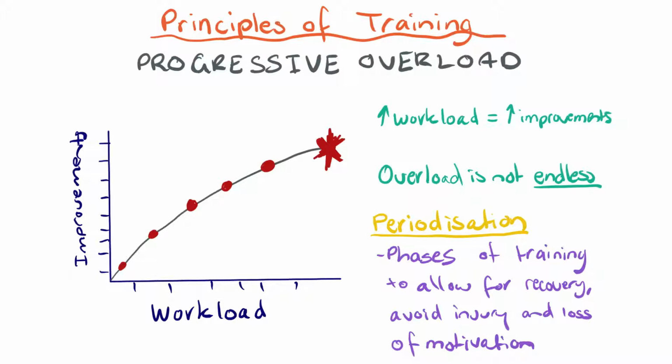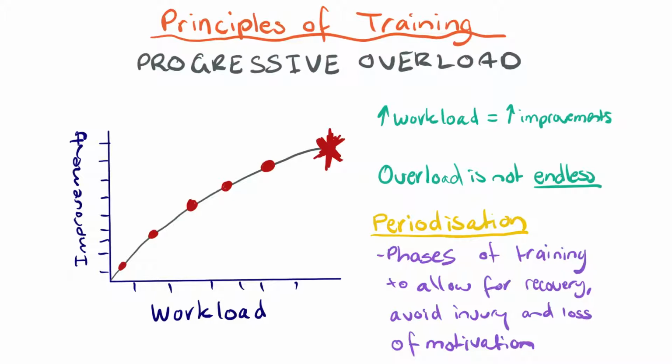So to ensure that peak physical performance is happening, it's important to employ this concept of periodization with training, and we'll look at that in another part of the syllabus a little bit more. It's this concept of having phases of training to allow for recovery, which avoid injury and loss of motivation. That means it's quite a structured training program that a coach has put in place to address the concept of overloading and make sure that their athletes aren't hitting that peak stage of overloading prior to when that actually needs to occur.